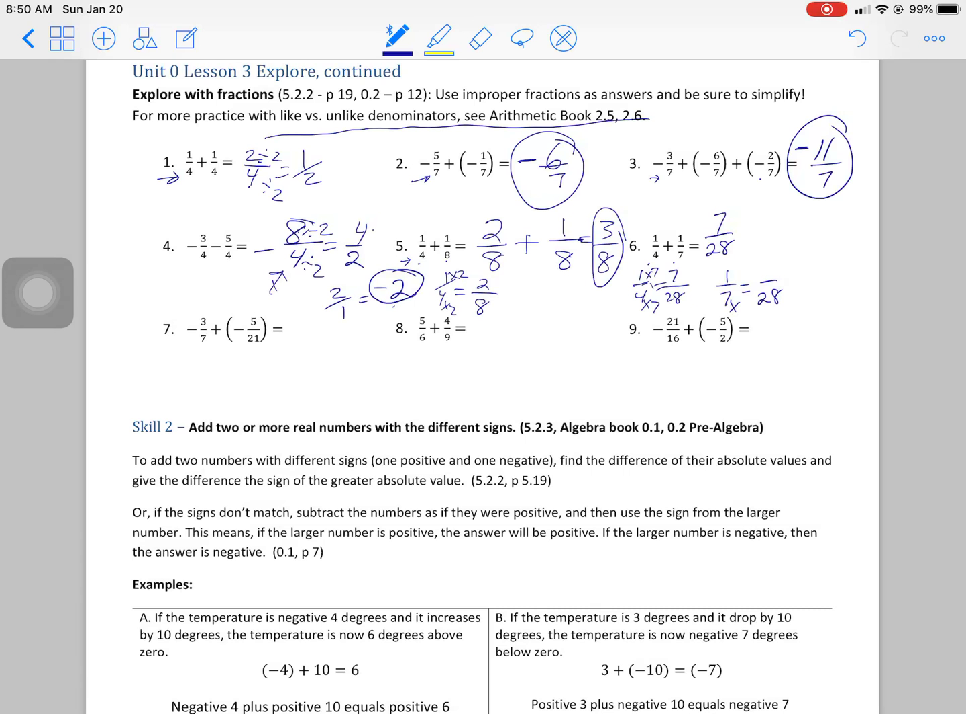You can turn a 7 into a 28 by multiplying by 4. So we can add the numbers together. 11's a prime number, so it doesn't get reduced. So we're making other fractions. We're making equivalent fractions that have a common denominator, so we can add them together.